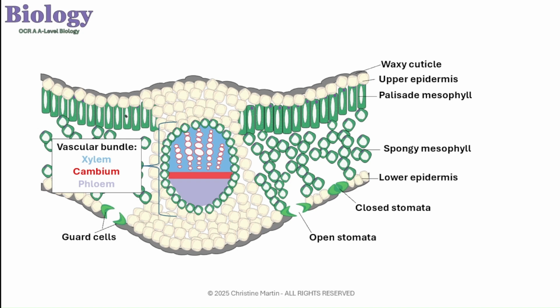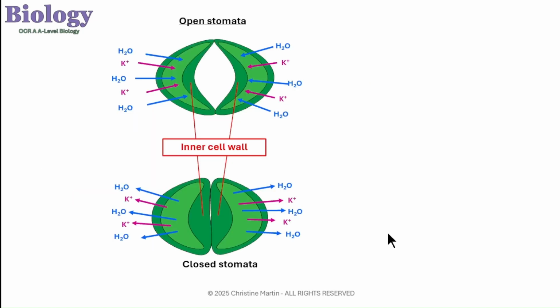They also have an uneven thickening of the cell wall. The inner cell wall of the guard cell is thicker and less elastic, while the outer cell wall is thinner and more flexible.